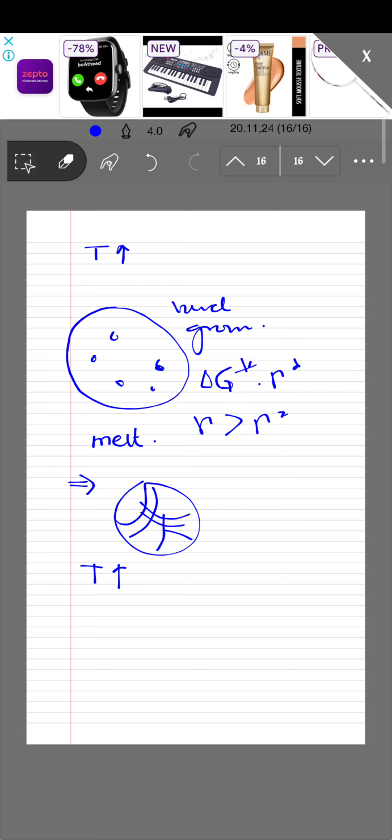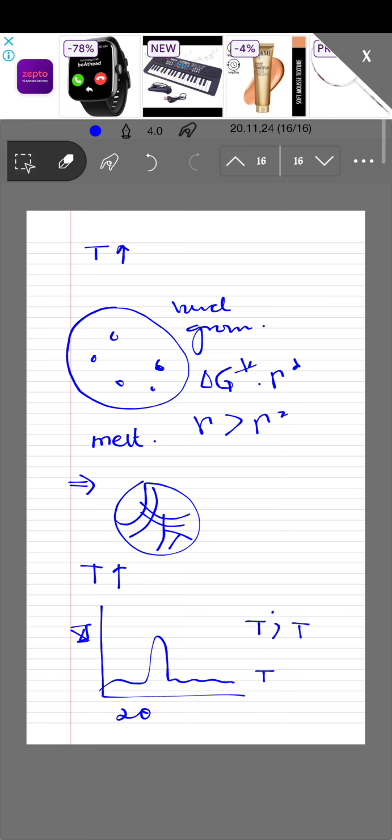The grains keep on growing, and this is representative of the fact that taking an XRD pattern, where we have intensity and 2 theta, suppose we have a peak like this for a temperature T. Now if we increase the temperature to T' greater than T, then the intensity of the peak increases, which indicates that more crystallization has taken place.